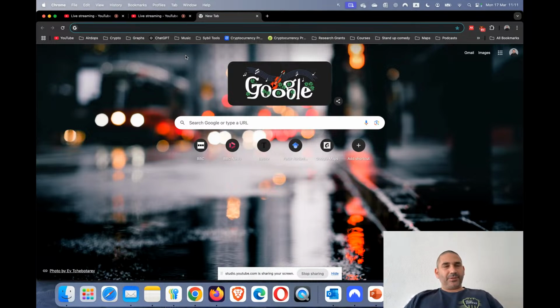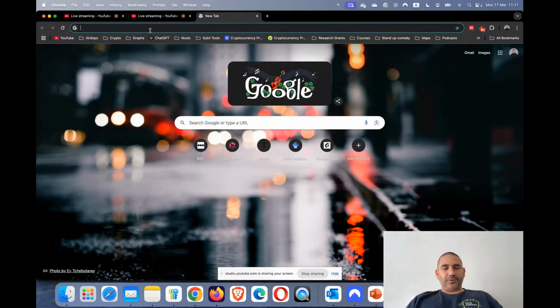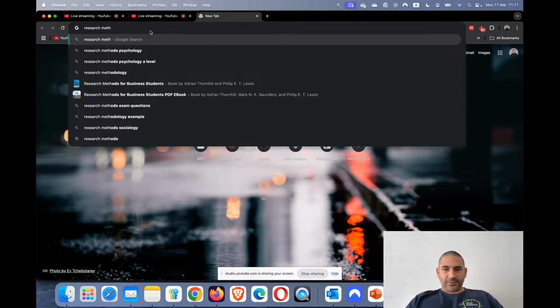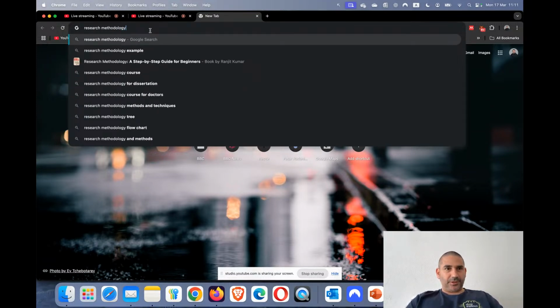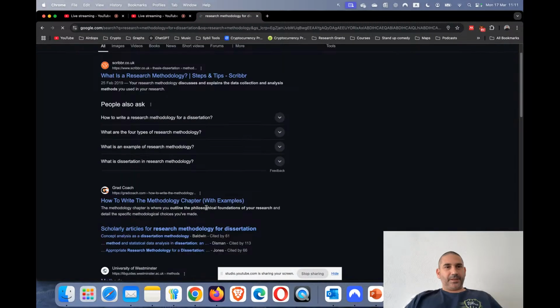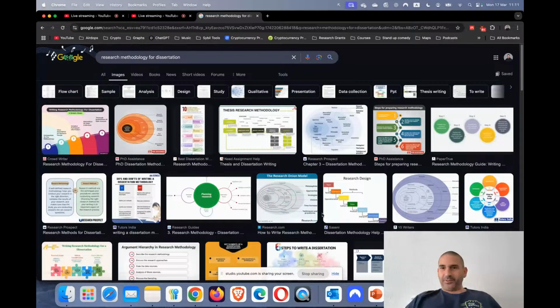So last week we spoke about research methodologies. We didn't really get much time to discuss different research methodologies because there were some questions that I had to answer. So let's continue on research methodologies. Methodology, research methodology for dissertation. And here I'm just going to go to images and look for a research methodology.